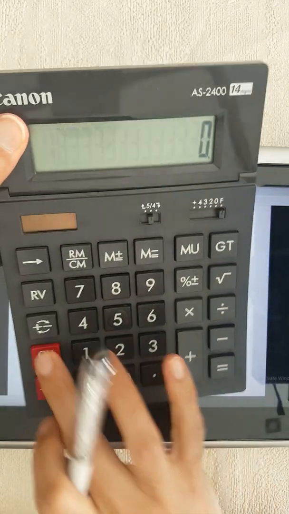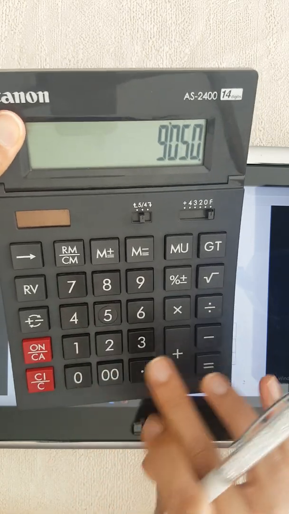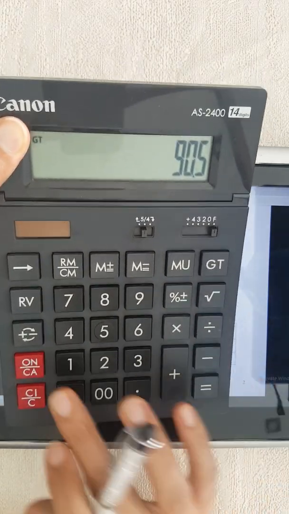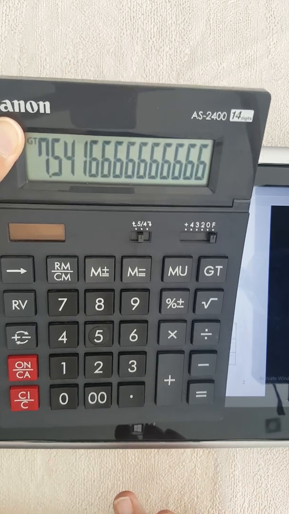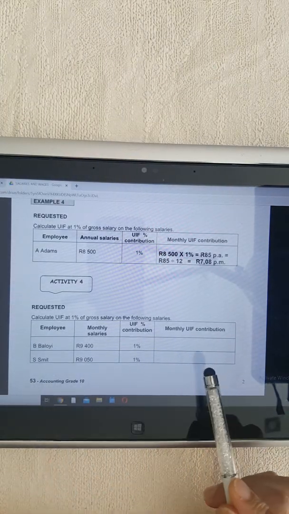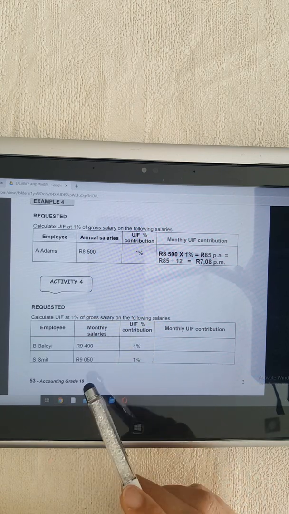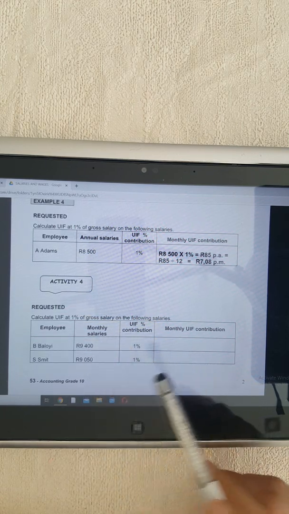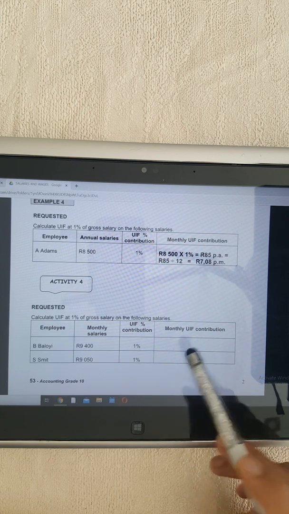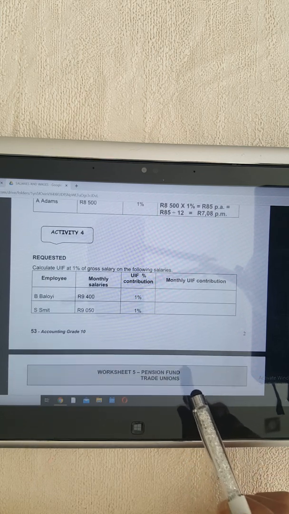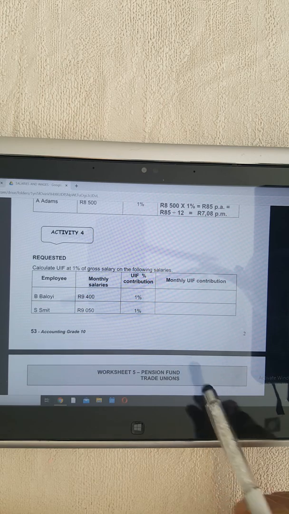Then Mr. Smith is 9,050. Can you see that the percentage stays the same? 1% for the year. We're dividing that by 12 and you're getting 7,54. So Mr. Smith will pay 7,54. It's 1% based on the salary that they earn for the annum. 1% for the annum, and then you're dividing it by 12. Okay, so remember, what's very important to remember, that it's compulsory.